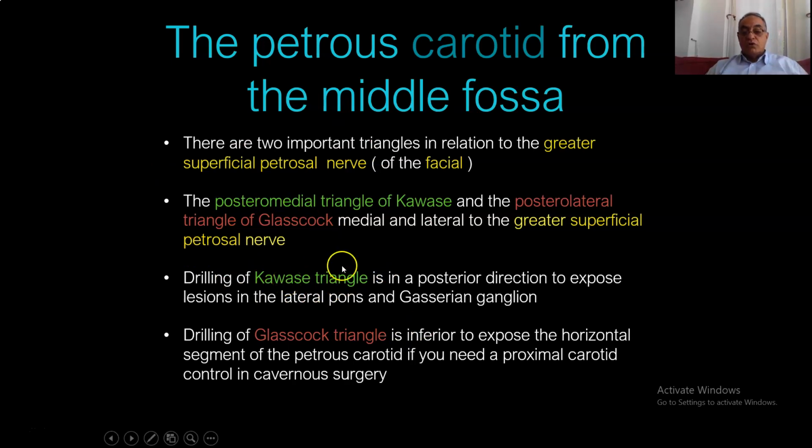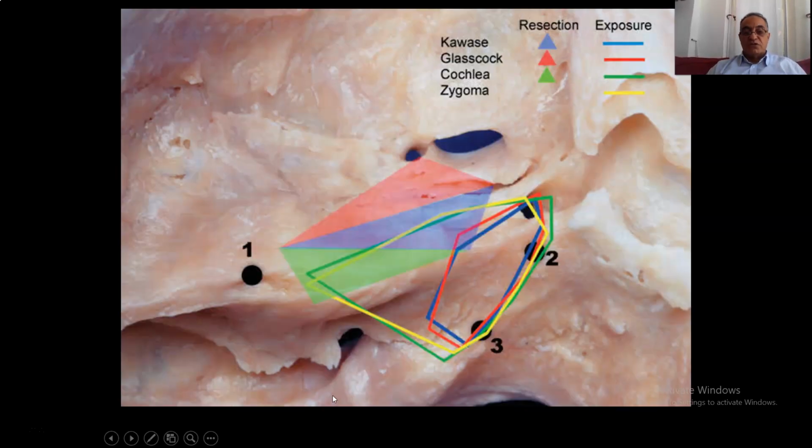And I'll show you now what I mean by drilling in the posterior direction. In the Glasscock triangle, you drill inferiorly to expose the horizontal segment of the petrous carotid if you need proximal carotid control in the cavernous sinus. So this is the petrous carotid from the middle fossa. Let me explain it. This is the left side. This is the dorsum sellae, the sella turcica, the anterior clinoid, and this is the petrous bone. And you will look at the greater superficial petrosal nerve.